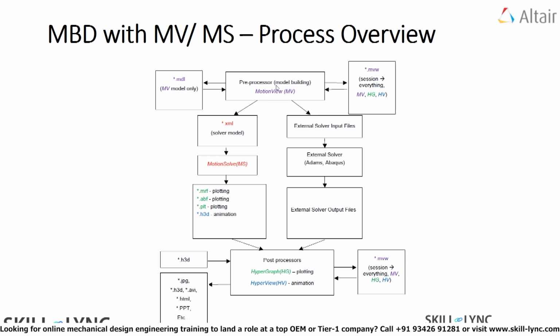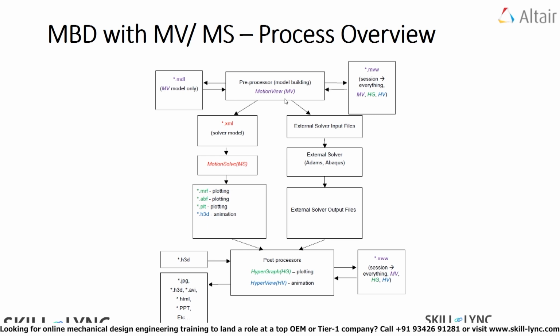After the model is built, the next step is to save the model. You need to save the model before running the simulation. When you save, the model gets saved in the .xml format, which is recognized by the MotionSolve solver. Once the analysis is complete by running the MotionSolve in the background, files such as MRF, ABF, PLT, etc. for plotting and .h3D for animation are created to post-process the results using Altair's post-processing software for plotting, which is the HyperGraph, and animation is done using HyperView.